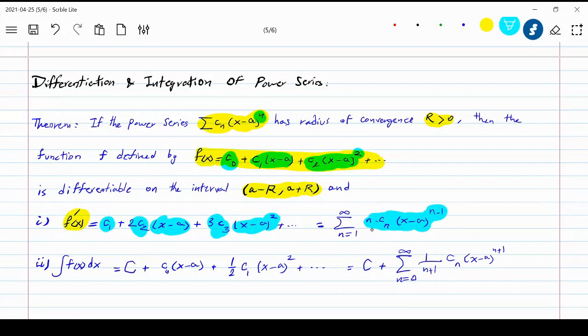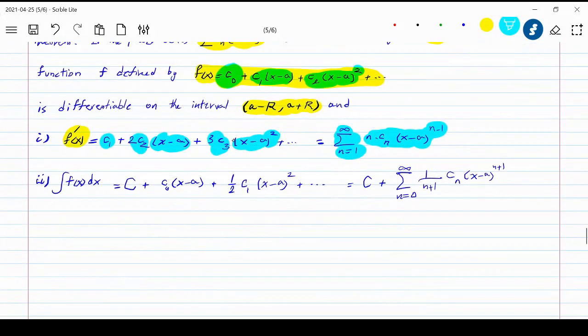The only thing that you need to notice is that n starts from 1 now, because the first term of the series, this c0, kind of disappeared because it was a constant. So we start from n equal to 1 to infinity. Okay, so if we know the function is differentiable, then we can create new functions by taking derivatives.